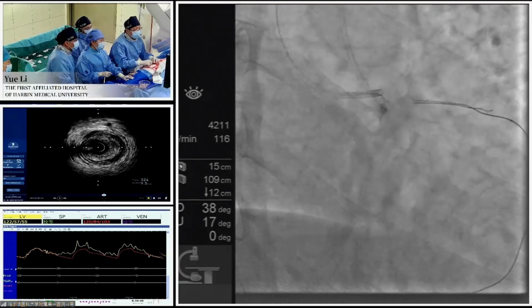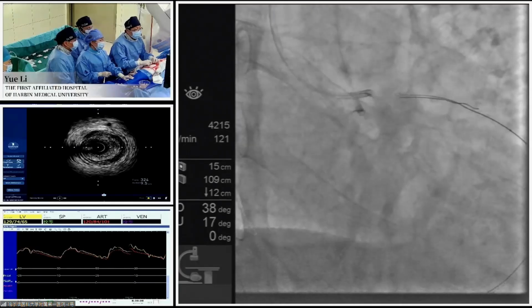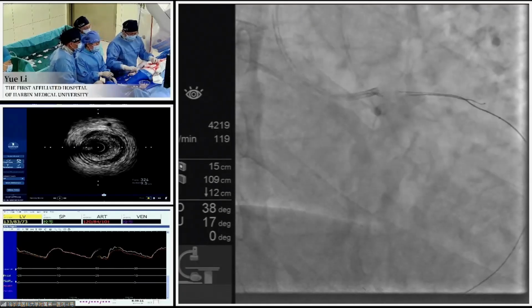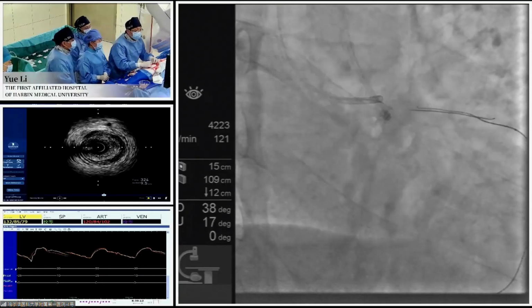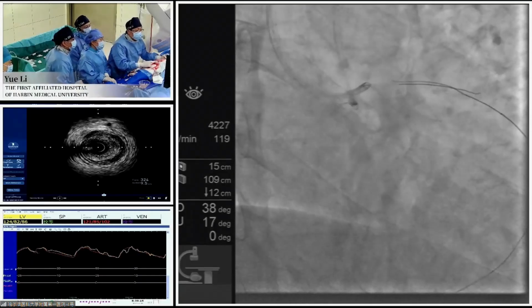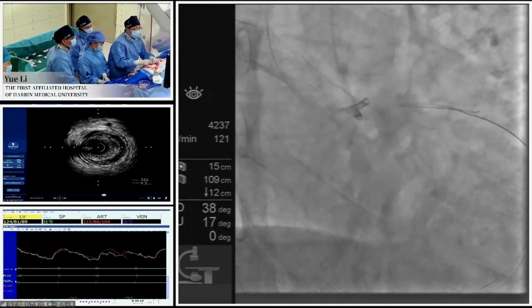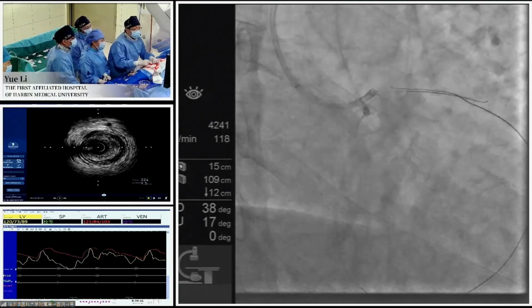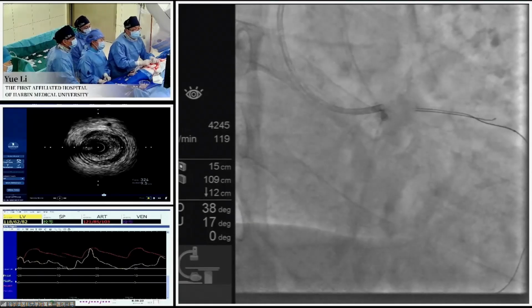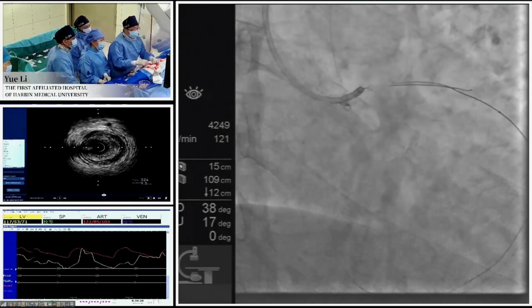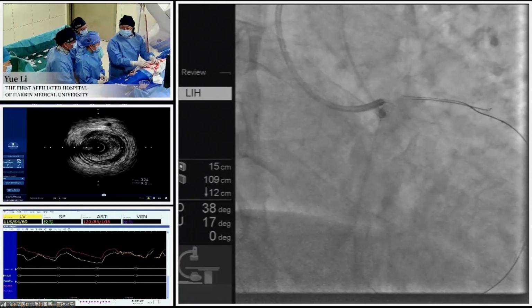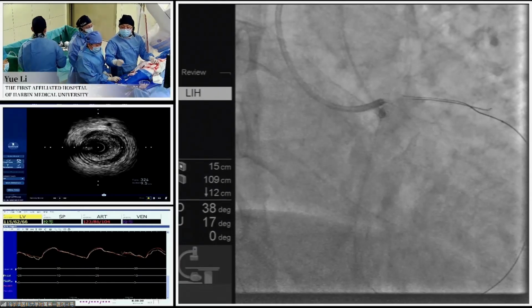And also, this is the problem of CTO with bifurcation that may cause some trouble, because of the inability of the wire to cross the occluded segment due to preferential wire entry into the patent branch, causing a failure to engage the CTO occluded segment. 2.0 balloon, new one.